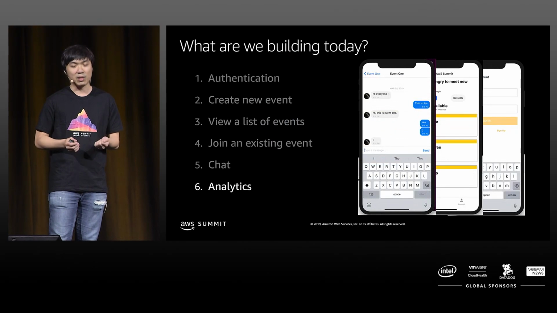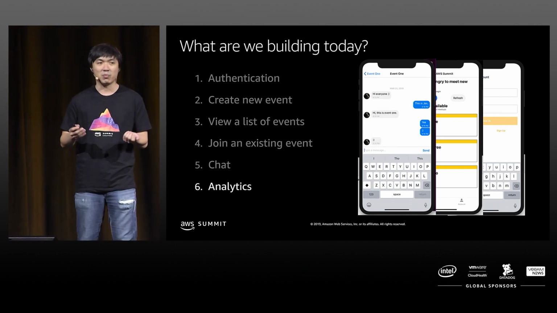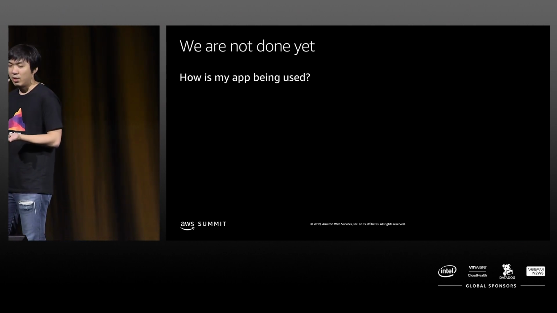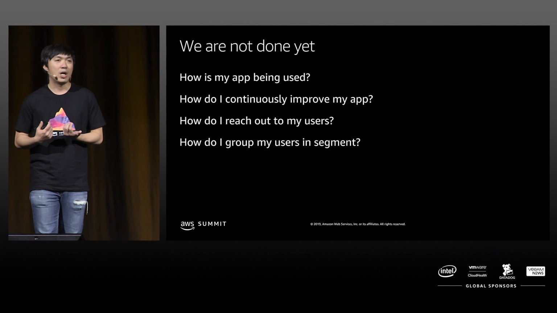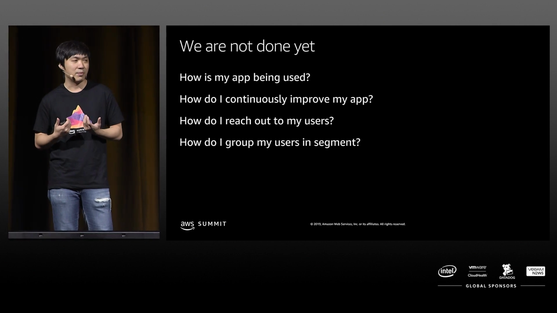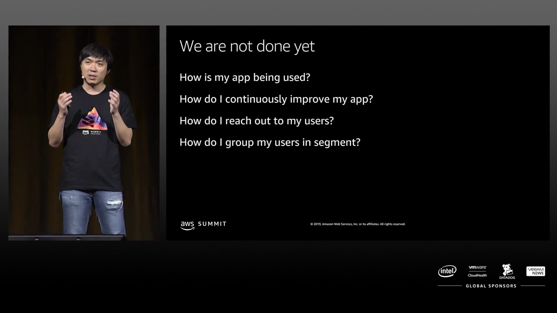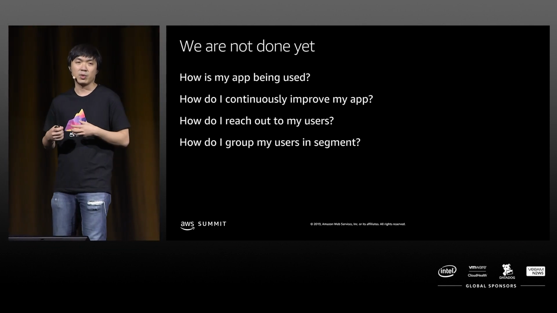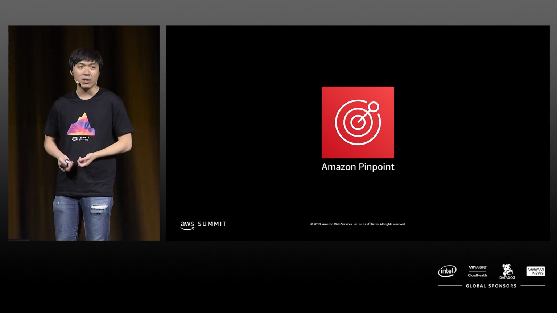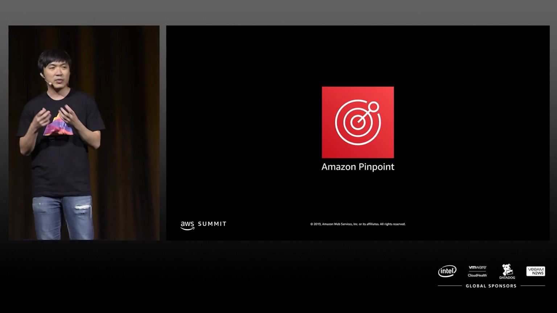Let's focus on the last one, which is analytics. And actually, you might be thinking, okay, after we build the analytics, we might be done, right? But actually, we are not quite done yet. With analytics, you still have to think about how is my app being used, how do I continuously improve my application based on the data points. And if you have the data information available to you already, how do I reach out to the user? How do I target a specific group of users which needs to be re-engaged? So it turns out that we have a service called Amazon Pinpoint that allows you to do both. One is analytics, and it also allows you to design campaigns specifically for certain events.